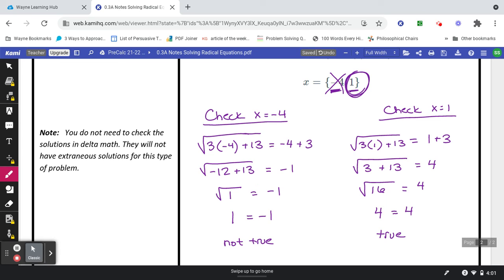In Delta Math, none of these are going to be the case. All of your answers, both answers will be correct. You will not have any extraneous solution for this type of problem. So there will be no need to check your answers on Delta Math.